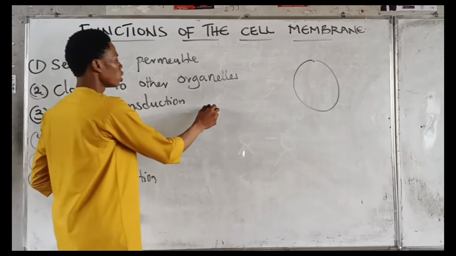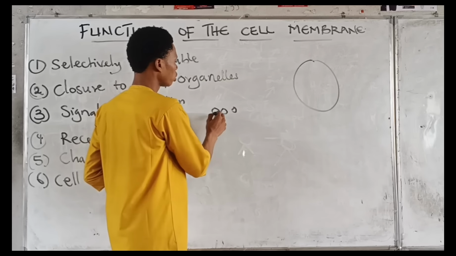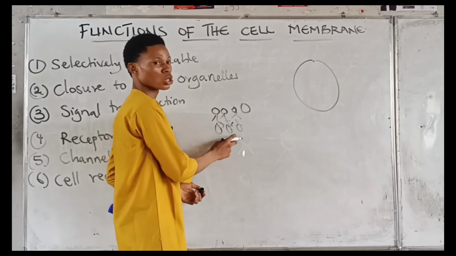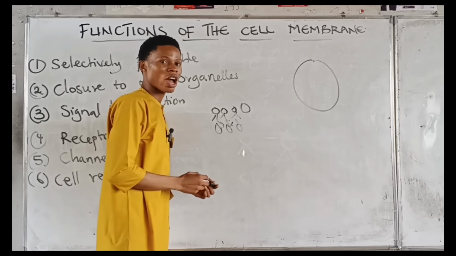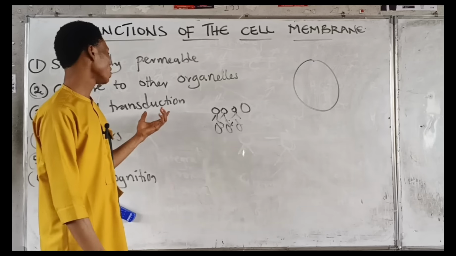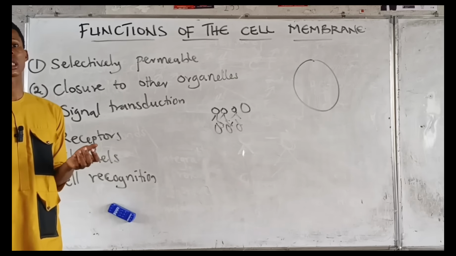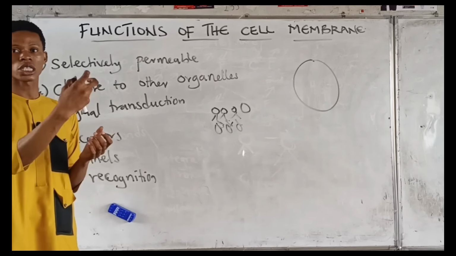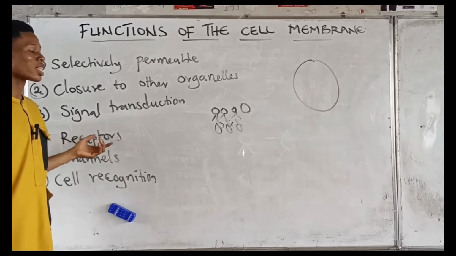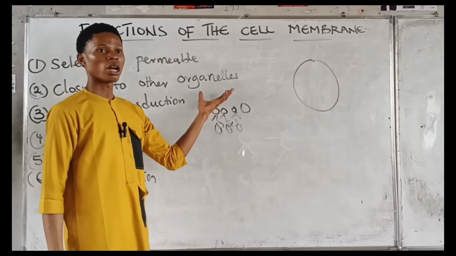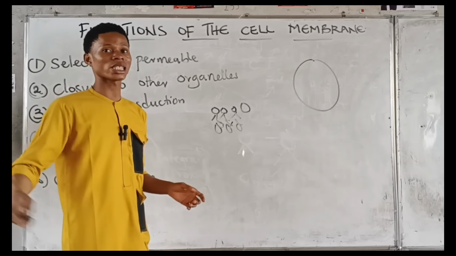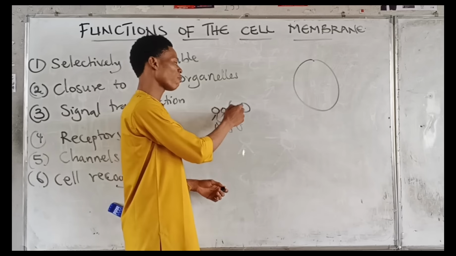Then signal transduction. You agree with me that in the cell membrane we have peripheral proteins, right? We have glycolipids also that are involved in signal transduction, transducing signals in and out of the cell. So, cell to cell communication. Receptors. This cell membrane houses different receptors. So different receptors are found here.